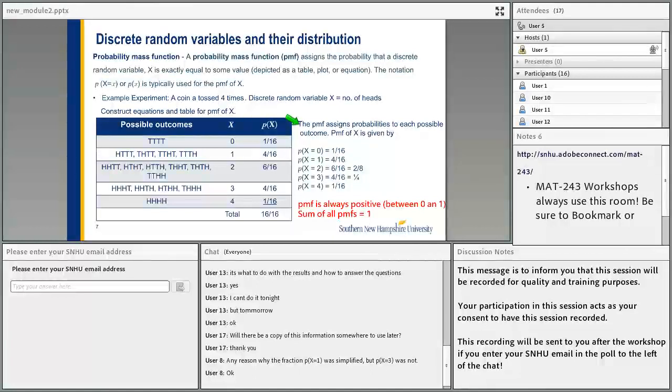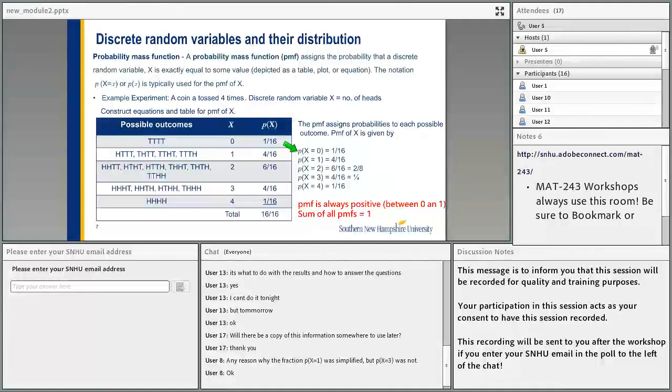So here on the right-hand side, what I did was I did the same thing, the same table, I have represented it in the form of equations. So the PMF assigns probabilities to each possible outcome, and the PMF of x is given by P of x equals 0 is 1 over 16. P of x equals 1 is 4 over 16. So here I'm again mapping my random variable's value to the probability associated with it.